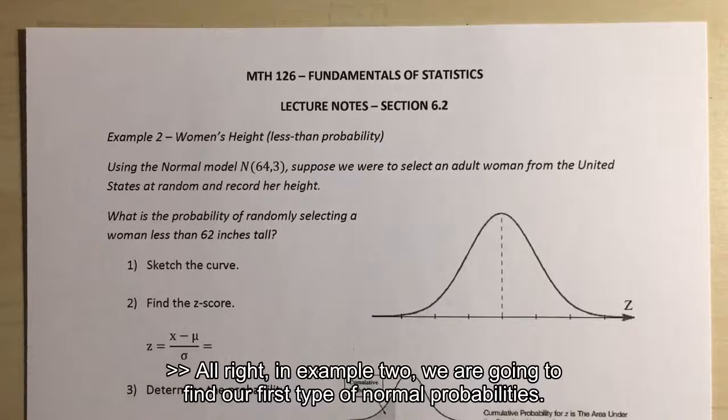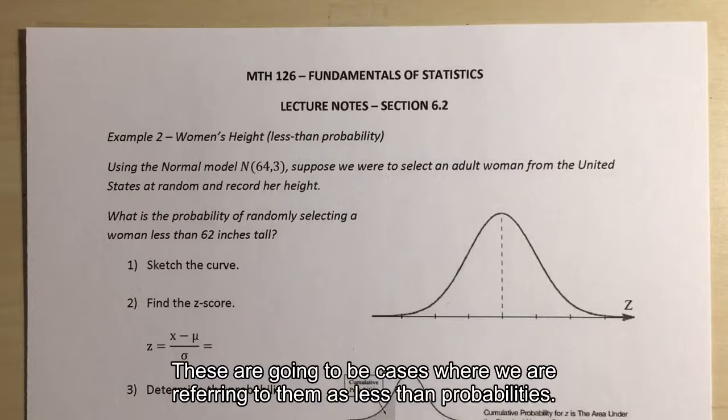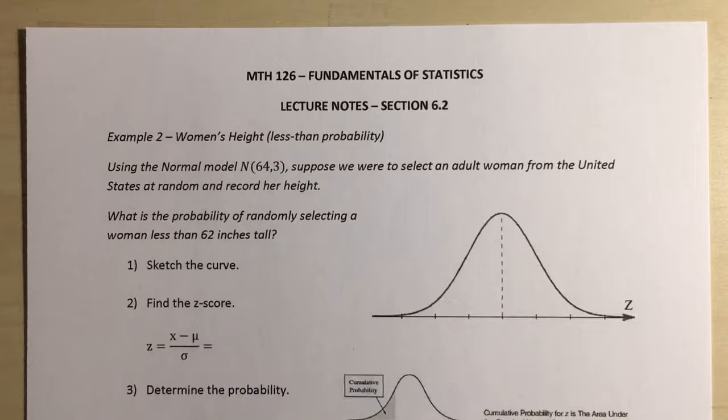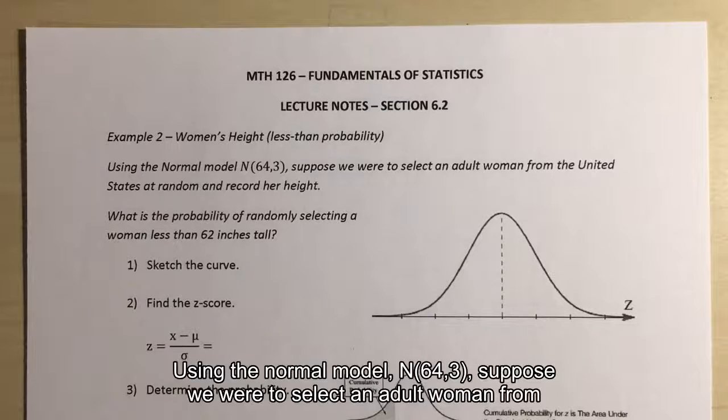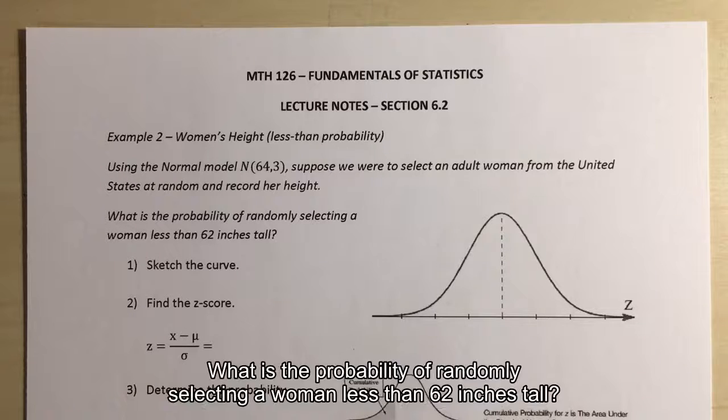Right, so in example 2, we are going to find our first type of normal probabilities. These are cases where we refer to them as less than probabilities. So we are looking for a probability of something being less than a specific value. Using the normal model N(64, 3), suppose we were to select an adult woman from the United States at random and record her height. What is the probability of randomly selecting a woman less than 62 inches tall?